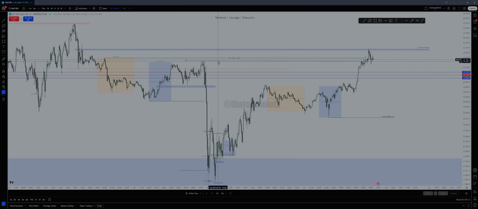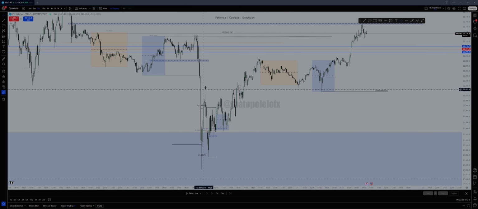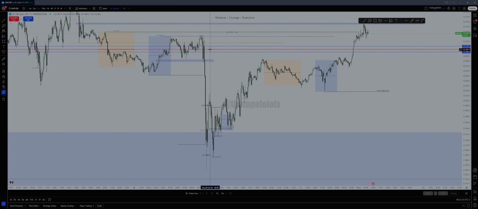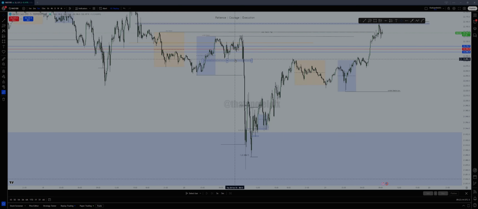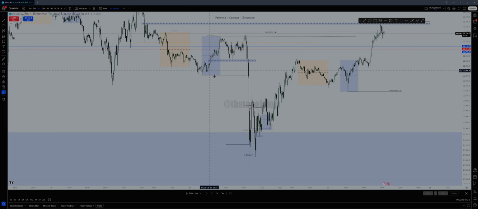Price took the high of the London session, right? You can see it right here. The high of the London session, right here. Immediately after taking this high, it pushed down. It went on a really fast decline. And of course, I sold this, but I was looking to take my trades at the low of the London session, which was fine.